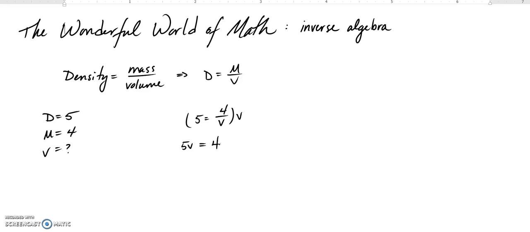And then I have 5v, but I have to get this v for volume all by itself. So now I'm going to divide everything by 5 to get that all by itself. And so when I do that, I have volume equals 4 divided by 5. And that's, my friends, the answer that we're looking for.